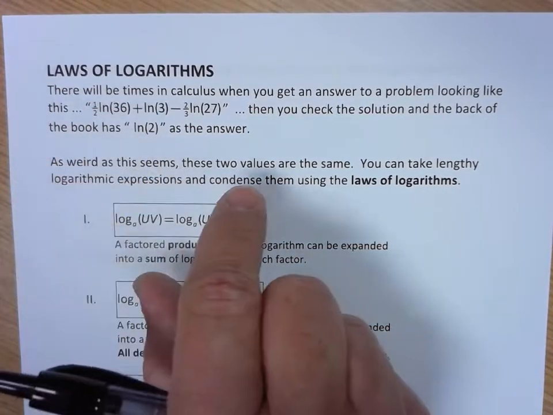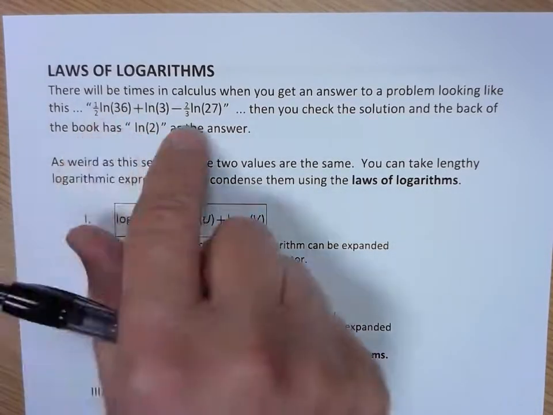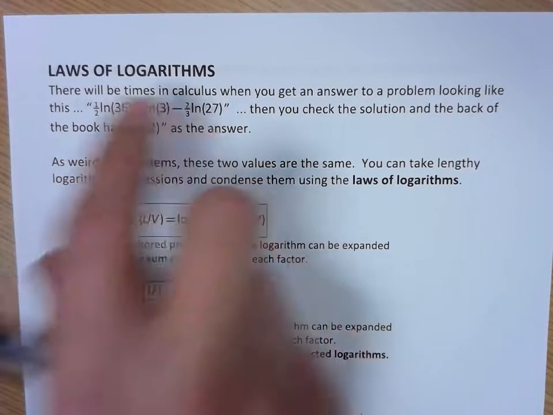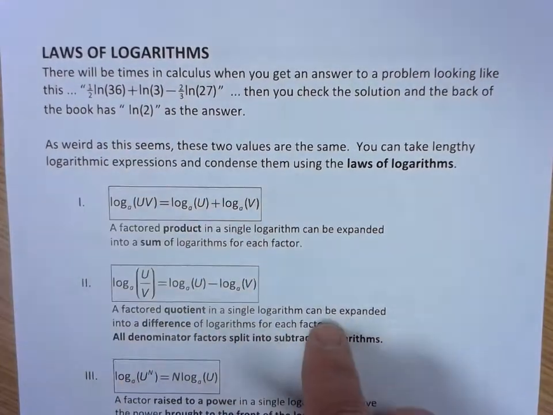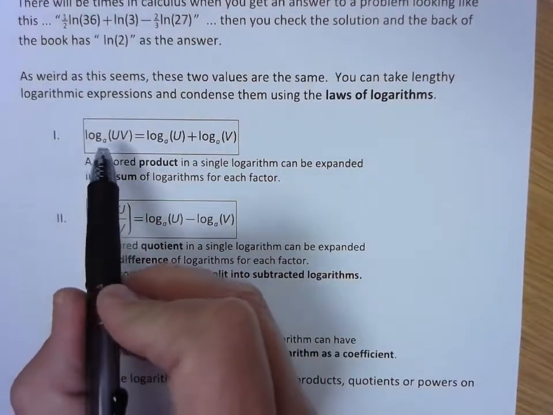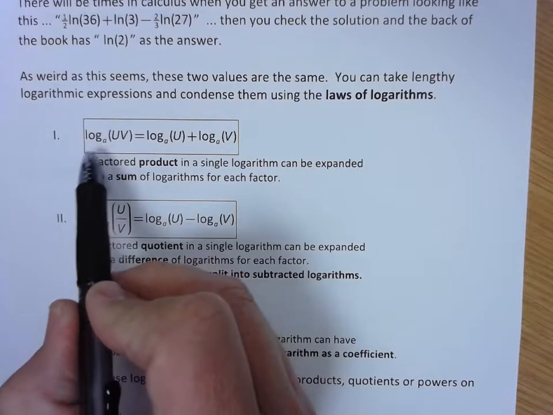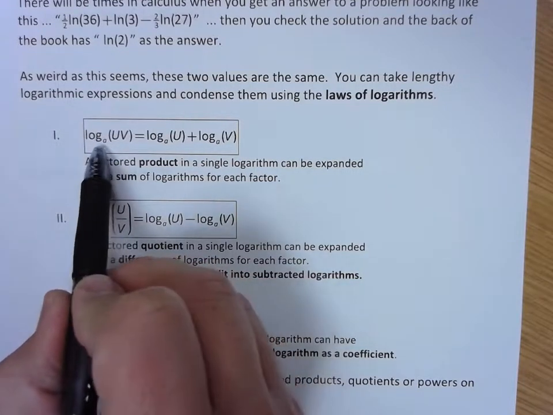Now, I'll show you later why it's so, but these laws of logarithms can take a lengthy logarithm calculation like this and allow you to condense it into something a little more simple. So let me introduce you to these laws of logarithms. The first one says if you have log base a, and again, I'm using log base a generically. This refers to any logarithm, natural logarithm included.